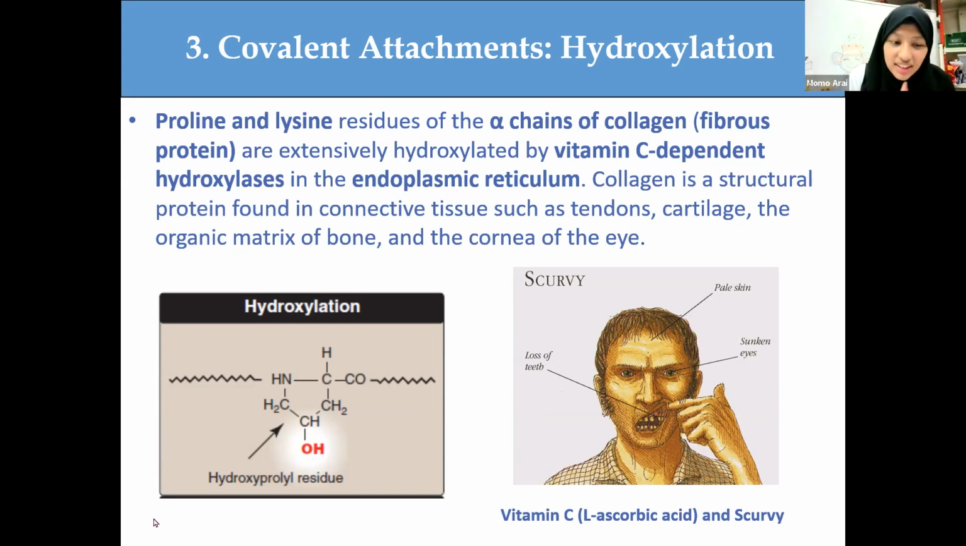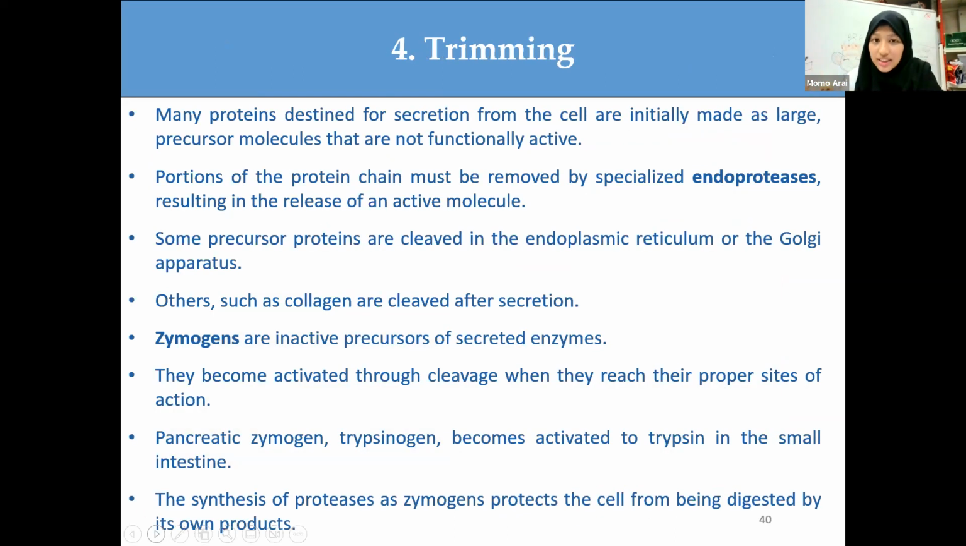Because there's one last thing. We talked about phosphorylation, where we add a phosphate group. We talked about hydroxylation, where you add the OH group, and this is important in vitamin C deficiency because this enzyme needs vitamin C. The other thing was glycosylation, where you add the carbohydrate chain. Those are three things.